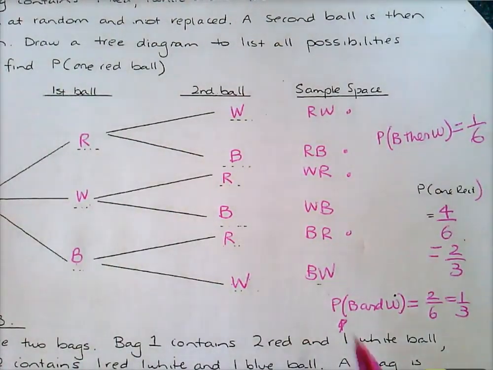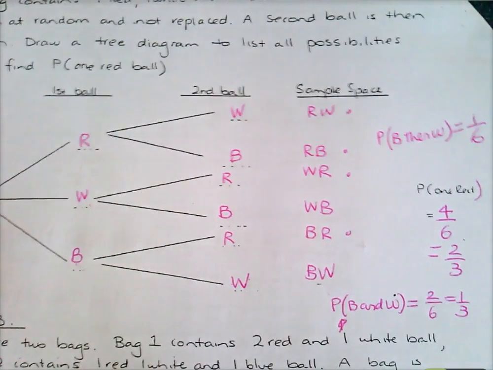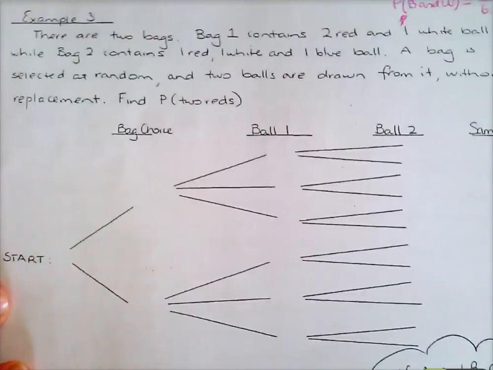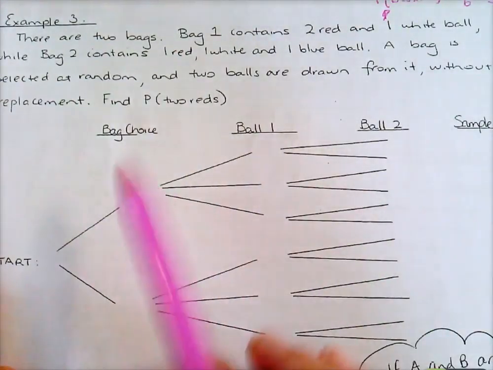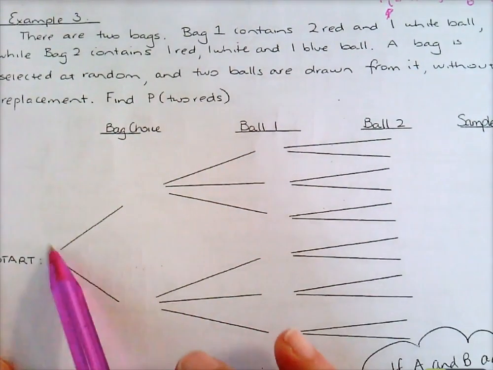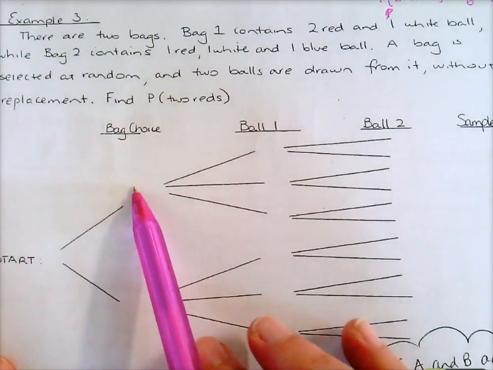Okay? So black and white is that, but the probability of a black then a white, or a black followed by a white, is 1 out of 6. So it's different to black and white. All right? Now, the last example here brings us on to the next method that we're going to use.